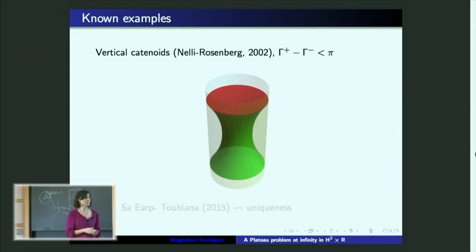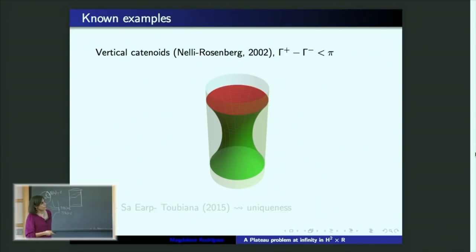We have in this space a rotationally invariant catenoid found by Nelli and Rosenberg. And if you have two horizontal circles, we know that a catenoid exists as long as the circles are at distance less than pi. What is happening when the distance goes to pi is that the necks get larger and larger until disappearing at infinity, horizontally speaking.